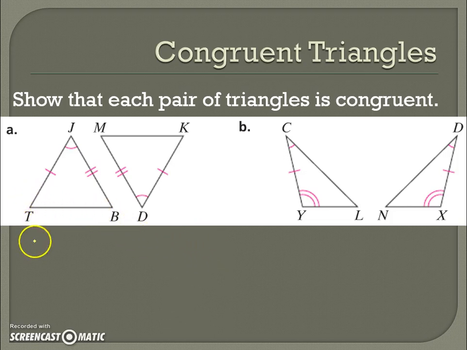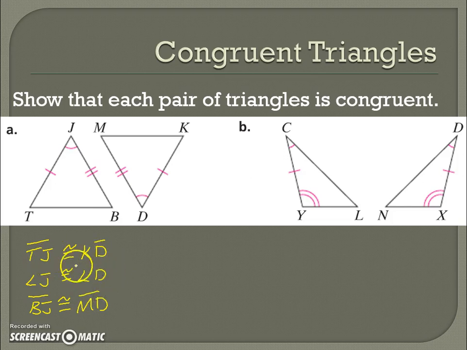Well, looking at this right here, I know that side TJ is congruent to KD. I know that because they both have these little dashes here. And I know that angle J is congruent to angle D because they both have the single line. And then I know that side BJ is congruent to MD.